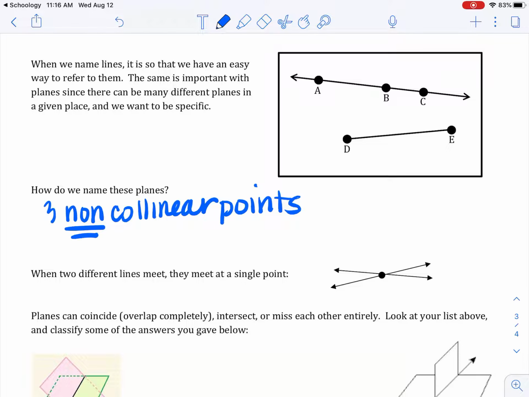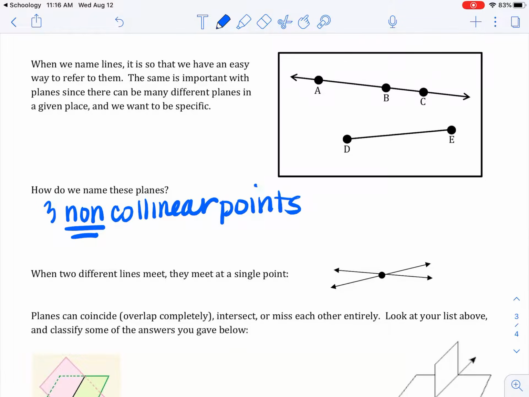Okay, now remember what non-collinear means. Non-collinear means they cannot be on the same line. So what I tell students is an easy way to get these points is to look at the plane, pick 3 points. If they form a triangle, it works. If they don't form a triangle, then it won't work.